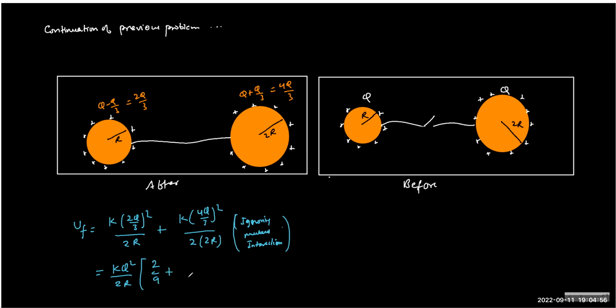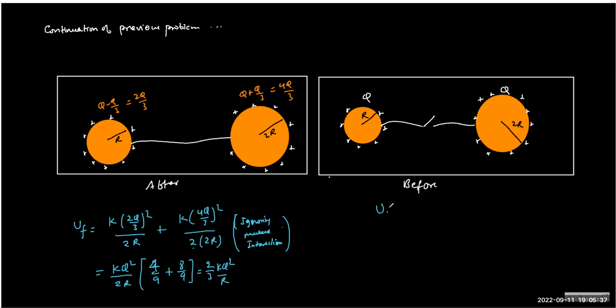And this is 2R is common. Oh, sorry, this is 4 by 9 only. So KQ square by 2R is common, and 4 by 9 plus what is here? 16 by 9, 8 by 9. Correct? Yes. Because these two will cancel out, right? So what we are left with is 12 by 9, which is 4 by 3, 4 by 3, right? 2 by 3.